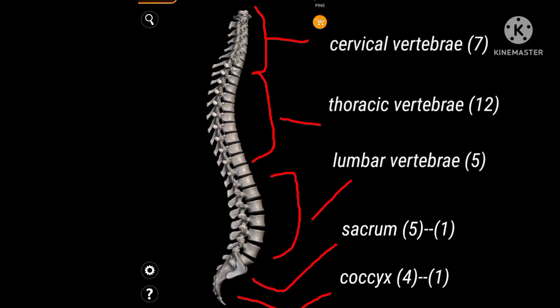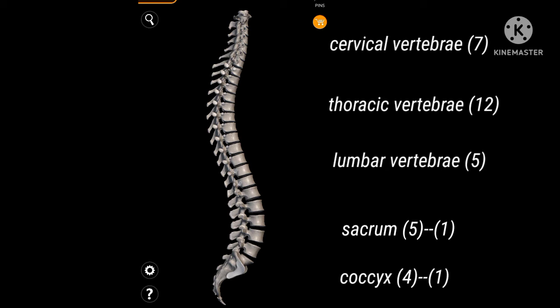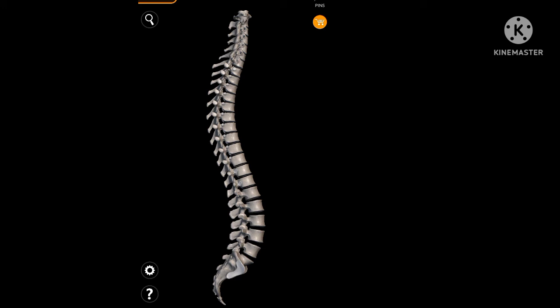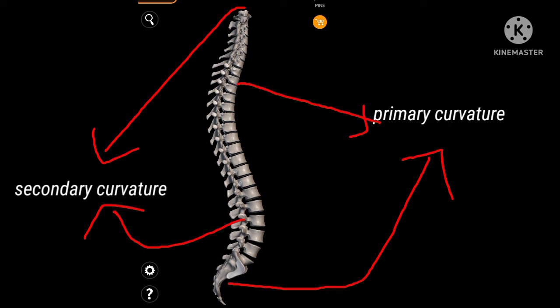Now let's see the bones of the backbone. The first 7 are cervical vertebrae, 12 are thoracic vertebrae, the next 5 are lumbar vertebrae, and the next 5 are the sacrum, but they are fused together to form one. The next 4 vertebral bones are the coccyx, and they are fused to form one. Single bones.